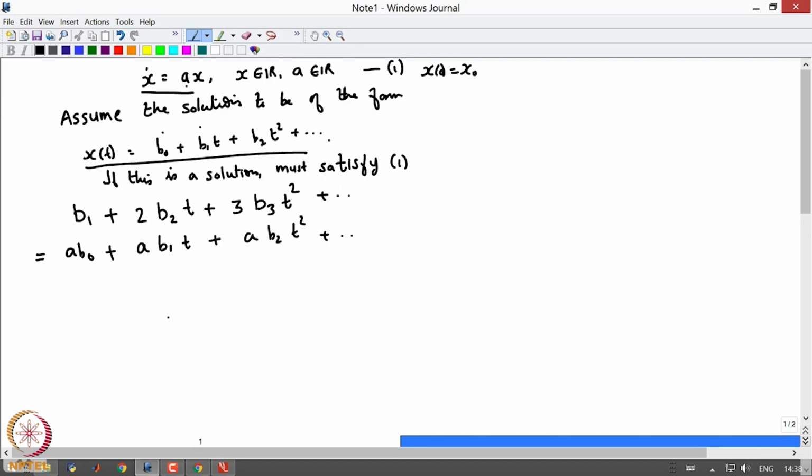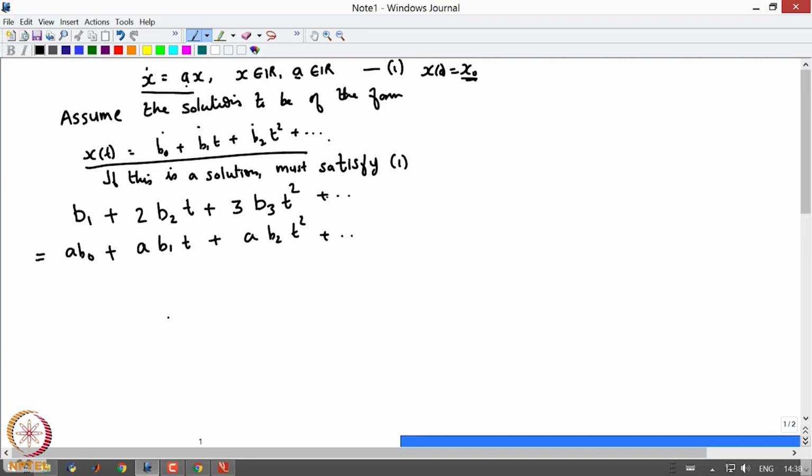Unknowns are b naught, b1 and b2 and so on, until infinity. What is given to me? Given to me is the initial condition and this number a. Now, can I write these b's, which are unknowns, in terms of what I know? I know a and I know x naught. So, let us look at the first term.